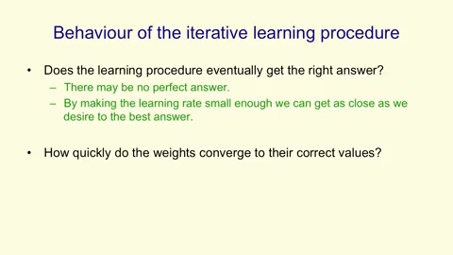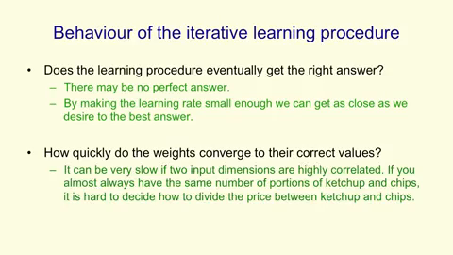Another question is, how quickly do we get towards the best answer? Even for a linear system, the learning can be quite slow, this kind of iterative learning. If two input dimensions are highly correlated, it's very hard to tell how much of the summed weight on both of those input dimensions should be attributed to each input dimension. So if, for example, we always get the same number of portions of ketchup and chips, we can't decide how much of the price is due to the ketchup and how much is due to the chips. And if they're almost always the same, it can take a long time for the learning to correctly attribute the price to the ketchup and the chips.